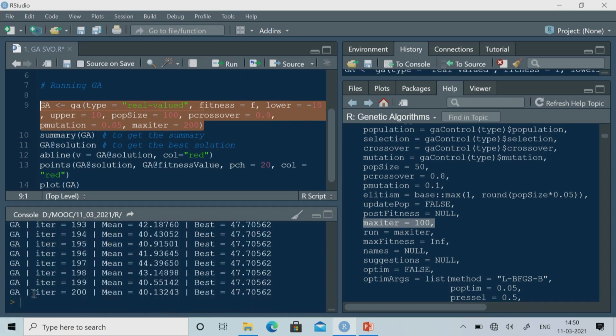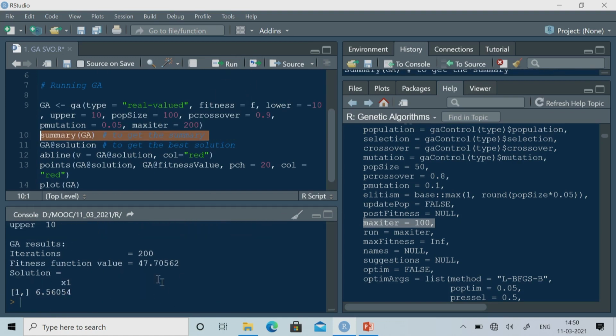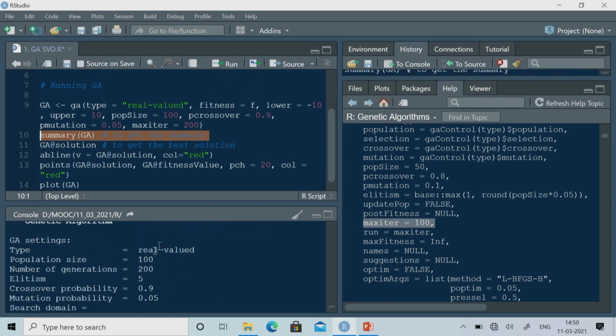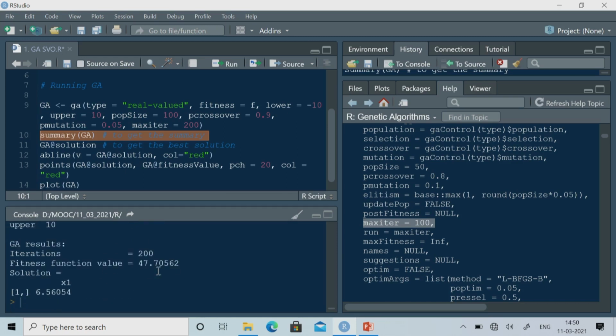You can see that now iteration is for 200. Okay. You can see from the summary of GA, if I execute this one, then you can see, again real valued I have used. Now, population size is 100, then number of generation is 200, elitism is 5, and the crossover probability is 0.9 and mutation probability is 0.05. Anyway, you got the solution.